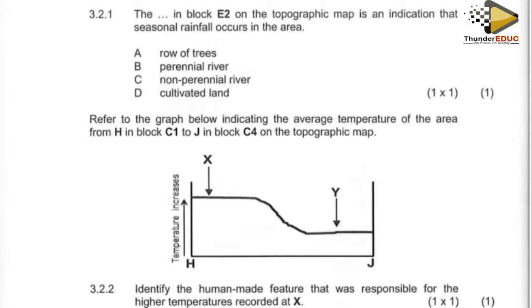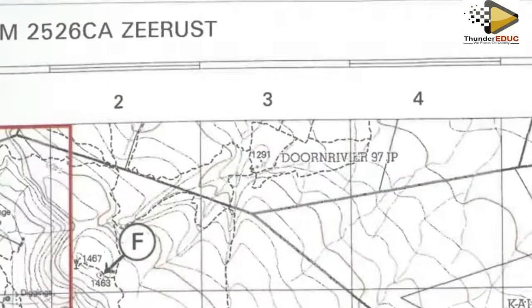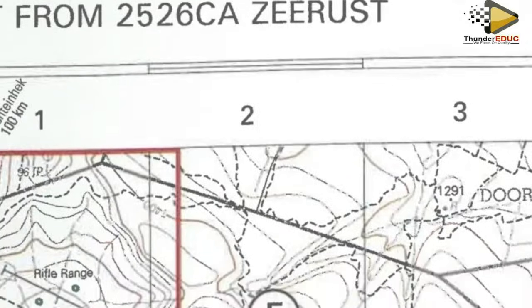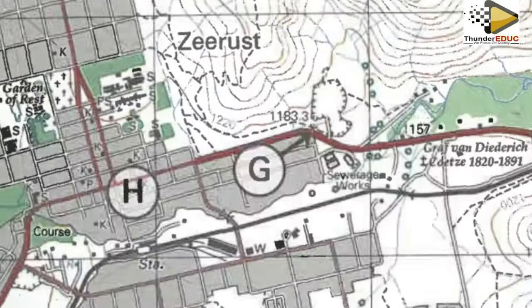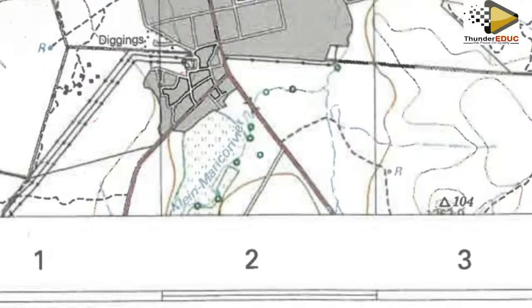3.2, it's interpretation now. So 3.2, we're referring to the block, refer to the block dash in E2, and that indicates the season of the rainfall. Dash is in this block E2 on the topographic map is indicating which season of rainfall. We got the topographic map. Okay. Topographic map is here.